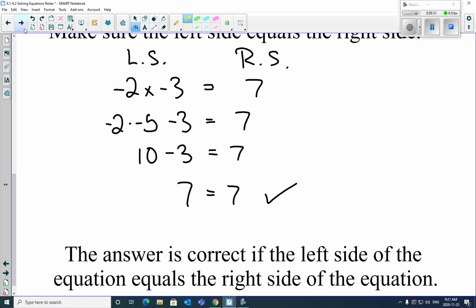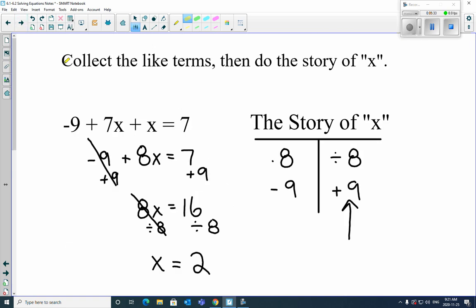Okay, next page. Now, sometimes we're going to throw x's all over the place. It doesn't matter. The first thing you've got to do is collect them all together. All these x's are scattered all over the place. We're going to collect them together, then we're going to do the story of x. So it's not that difficult to do here. It's just basic polynomials. So we have here a 7x and an x.